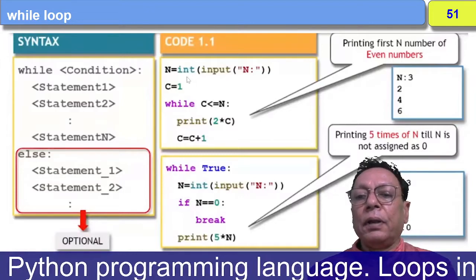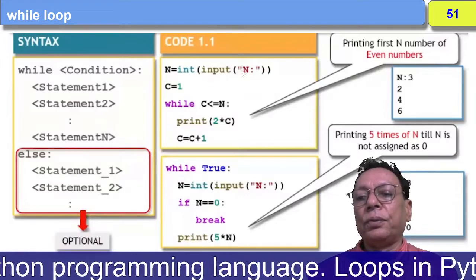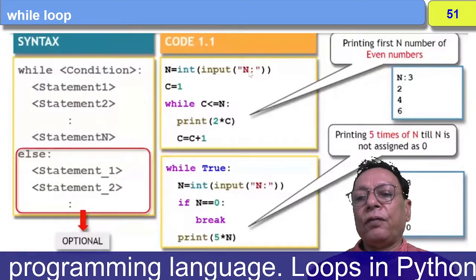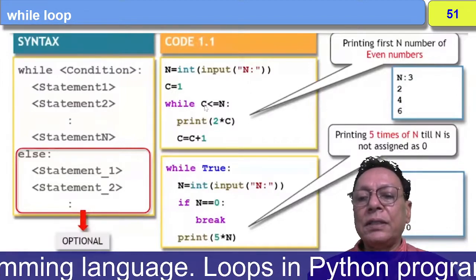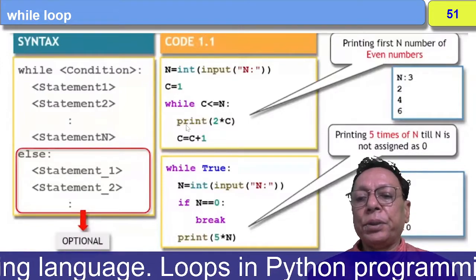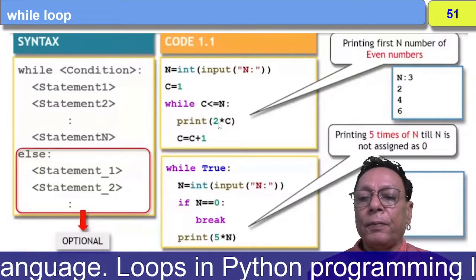For example, see here. For example, n is int(input()). So I have given the value of n as 3. I have initialized c to 1. So while c is less than or equal to 3, it will show you the multiple of 2.